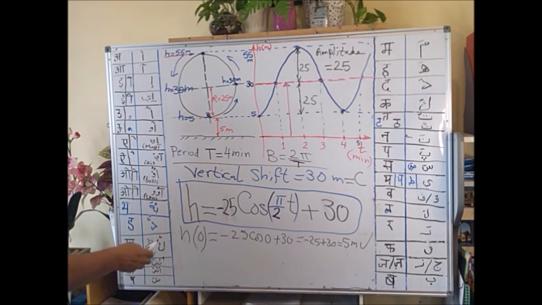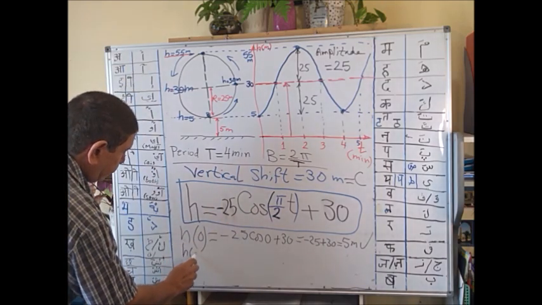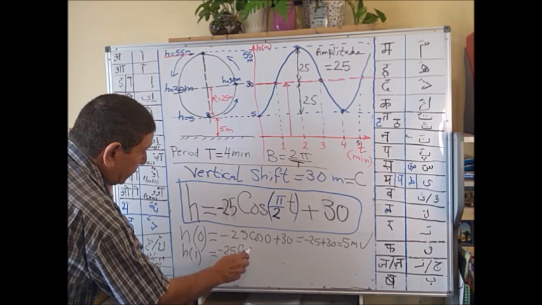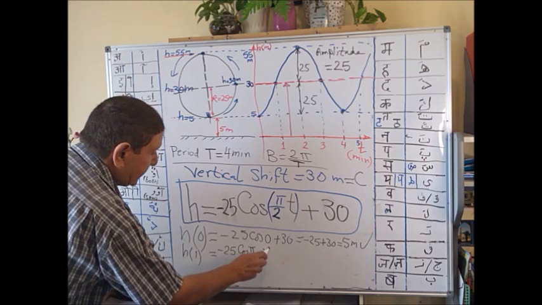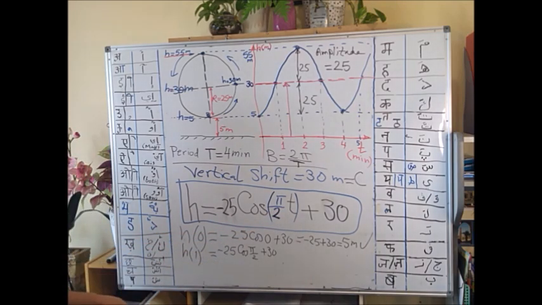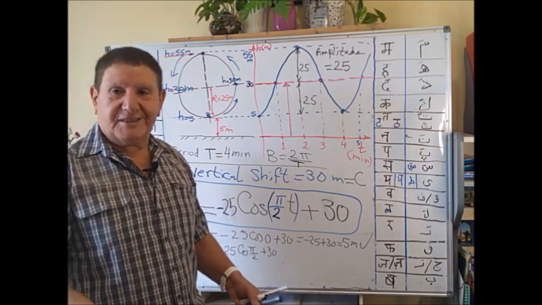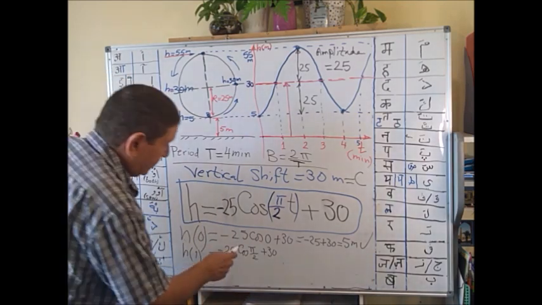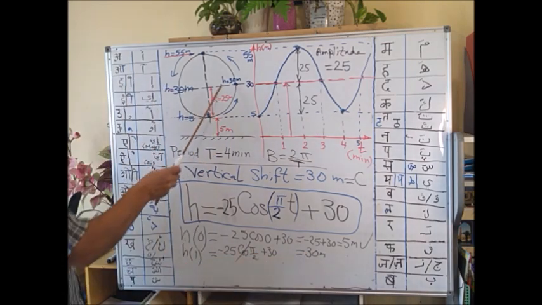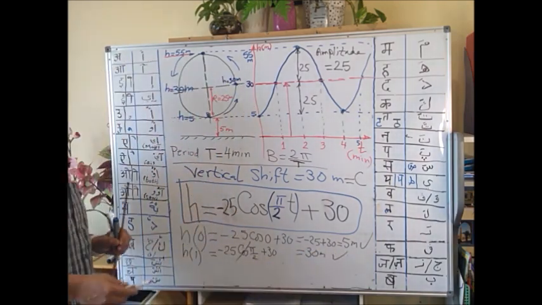Same thing, let's say t is 1. h of 1 is minus 25 cosine of pi over 2, plus 30, because you're multiplying by 1. What is cosine pi over 2? Cosine 90 degrees is 0. So we are left with 30. So that becomes 30. We look here, yes, after 1 minute, h is 30. So that's all good, right?